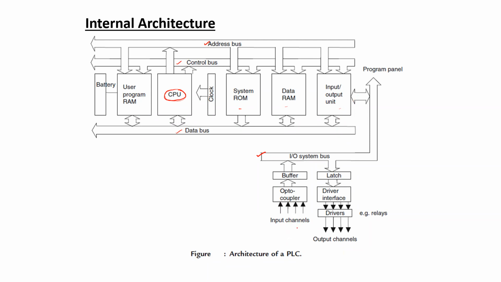So for example, maybe with the input channels, some input devices are already connected. Now, their signals are passed through the optocoupler to the buffer, then from the buffer through the input-output bus, the signal is going to the input-output unit of the PLC. So from the input channels or input ports, the next particular block shown here is the optocoupler.